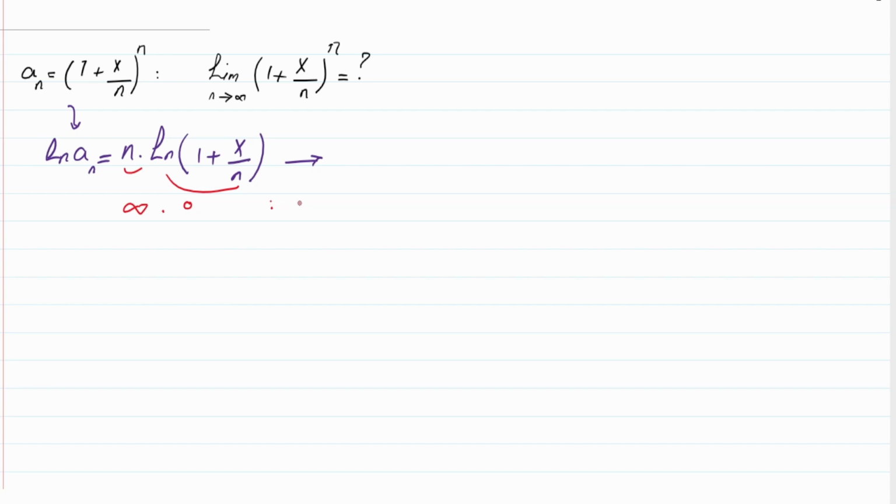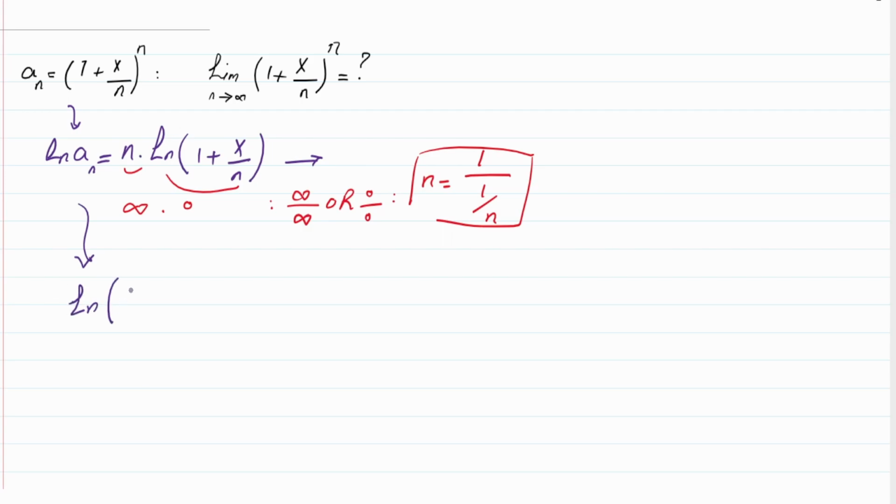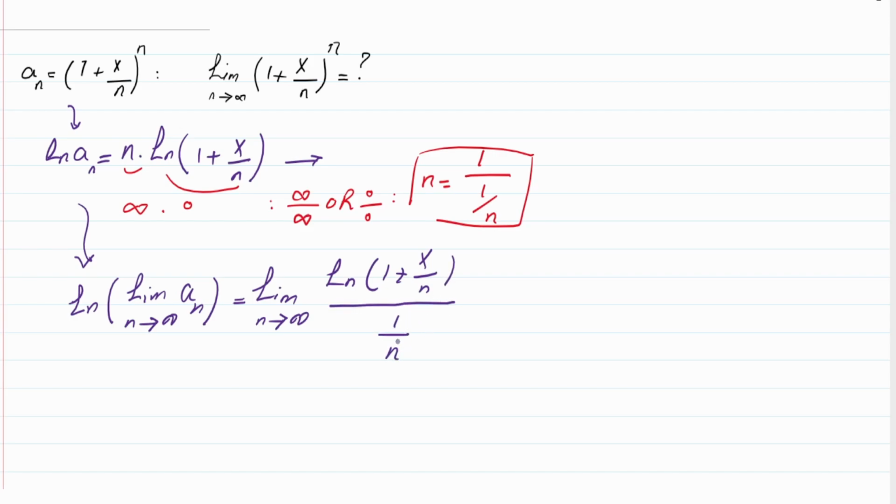For using the L'Hopital rule, we know that we should convert the limit in order to reach infinity over infinity or 0 divided by 0. To do this, we can simply substitute the n with 1 divided by 1 over n. So our expression is now ln of the limit as n approaches infinity of a sub n is equal to the limit as n approaches infinity of ln of 1 plus x over n divided by 1 over n.